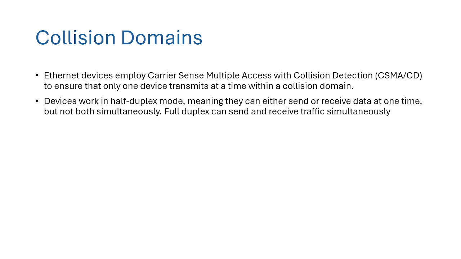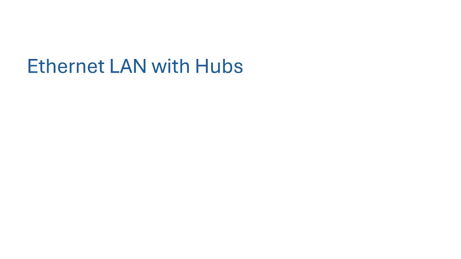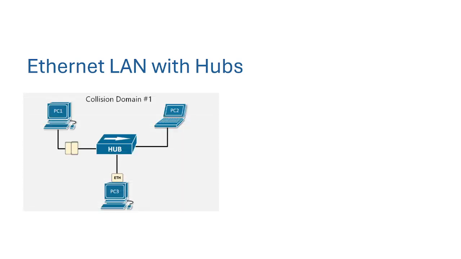But in case of full duplex, at a time you can send as well as you can receive. Let's go into detail. The next slide. So here is the example of a full duplex Ethernet LAN with hubs. This is the topology that we'll take up today to explain this.